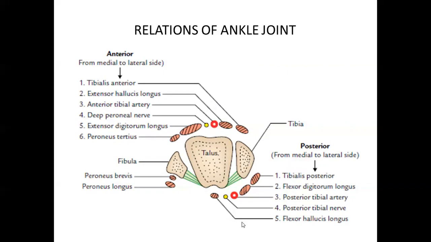Posteriorly, from medial to lateral, we have the mnemonic: the doctors are not here. So we have the tibialis posterior, the flexor digitorum longus, the posterior tibial artery, the posterior tibial nerve, and the flexor hallucis longus. You can make this diagram. If it comes in the exam, this is an easy diagram.